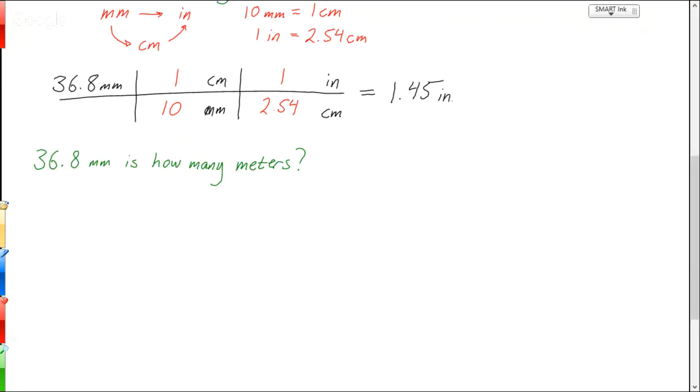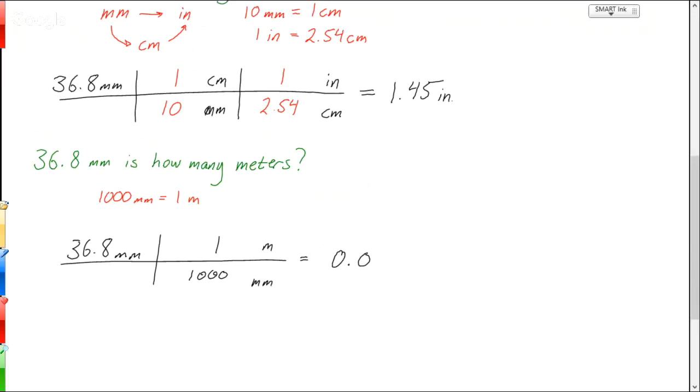All right, so hopefully you figured out that there are 1,000 millimeters in 1 meter. That's another one from the list. So that means we can just do this in one step.